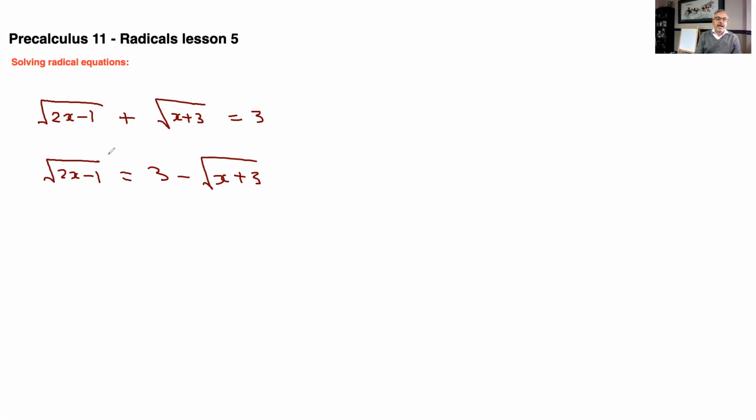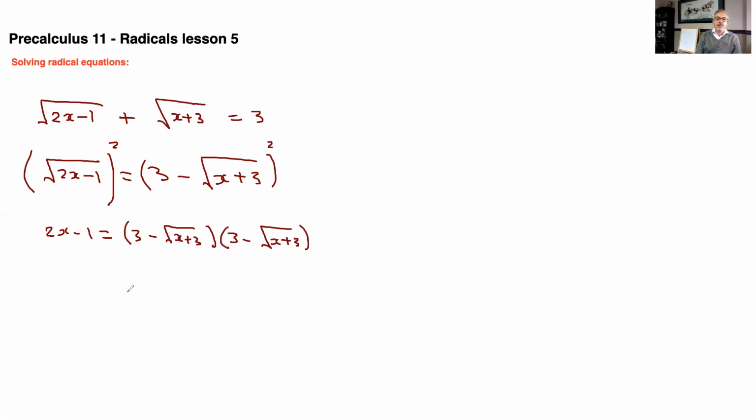Now at this stage, I'm going to square both sides. And this will give me 2x minus 1 equals, and this, you'll just have to write it twice and stop foiling it. 2x minus 1 equals 9. 3 times 3 is 9. 3 times negative x plus 3 under the root will give you minus 3 brackets, root x plus 3. And then you'll get the same thing by multiplying this into here. So minus 3 root x plus 3.